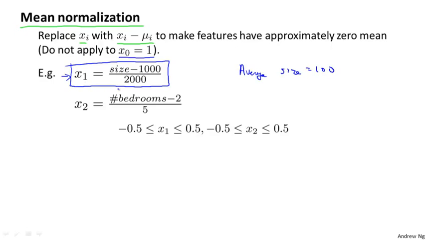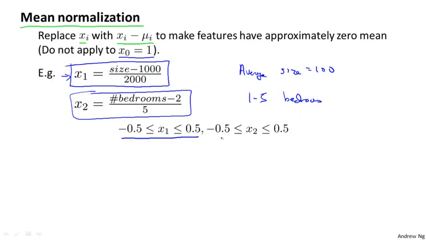And similarly, if your houses have 1 to 5 bedrooms, and if on average a house has, say, 2 bedrooms, then you might use this formula to mean normalize your second feature x2. In both of these cases, you therefore wind up with features x1 and x2 that can take on values roughly between -0.5 and +0.5. It's actually not true, x2 can actually be slightly larger than 0.5, but close enough.